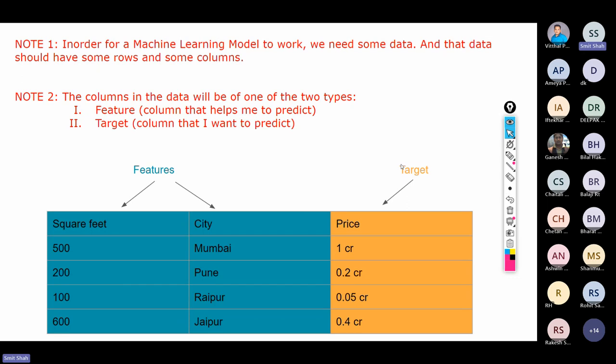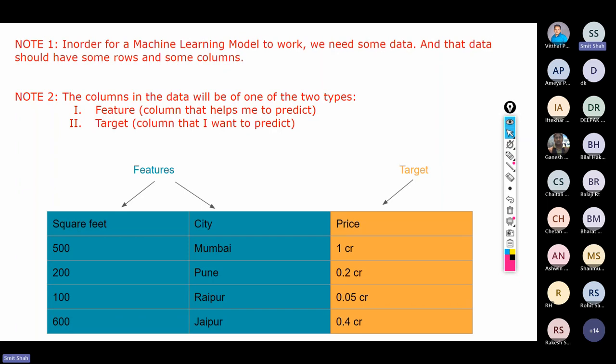Just to revise, the first thing that we learned is the definition of machine learning. So if anybody asks you what is machine learning, you will say that machine learning is just a set of tools which is used for two purposes. First is to get inferences from the data. Second is to get predictions from the data. Now, how does it do that? How does machine learning get inferences and predictions from data? It does that by using a machine learning model.